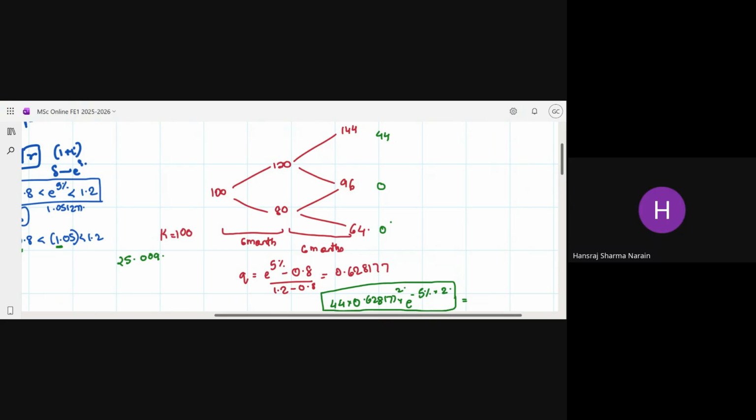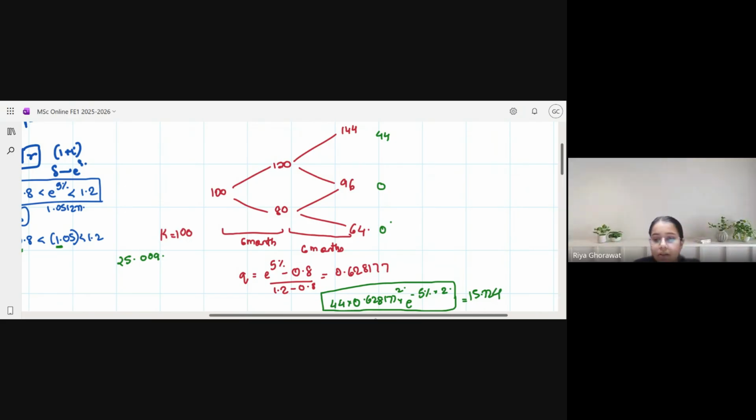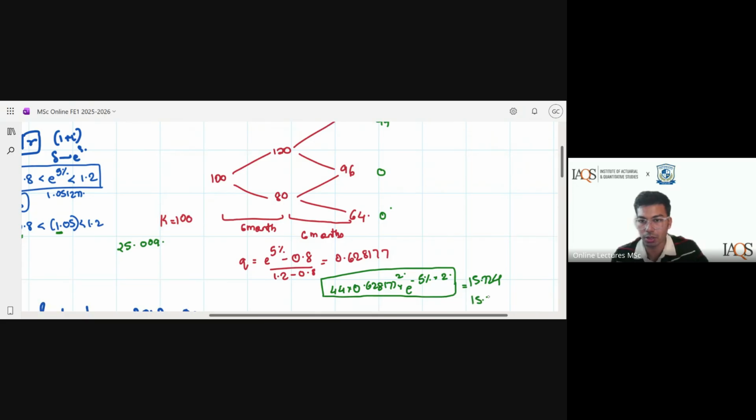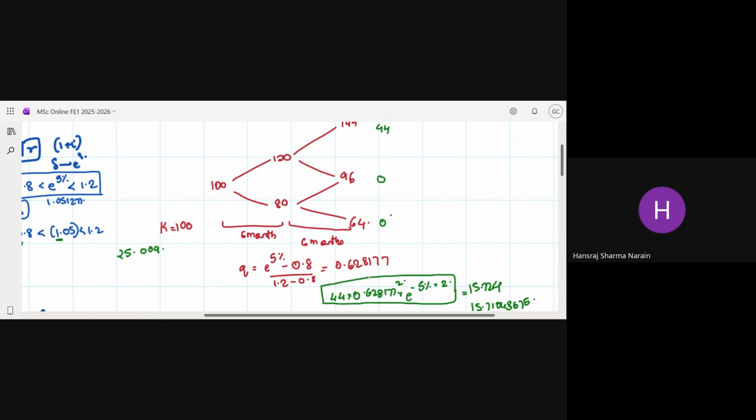I think I got 15.72, but 15.74. 15.710. All right. 15.7104367. That's fine. I believe this is perfect, because the first one was got only for the first part, till 6 months, but then we have to put it back till time 0. All right. So that's why it's 15.724.